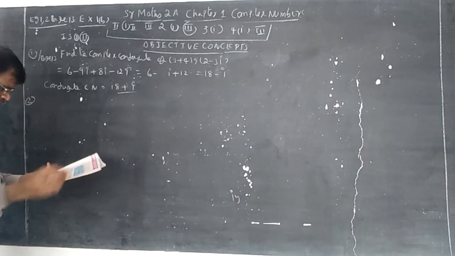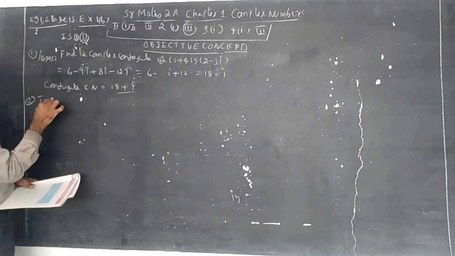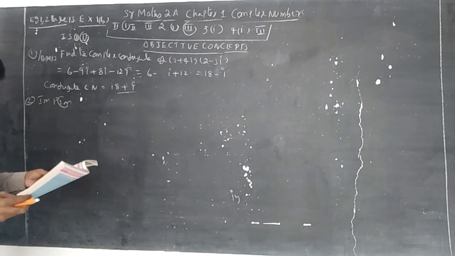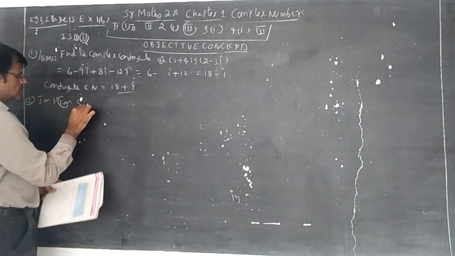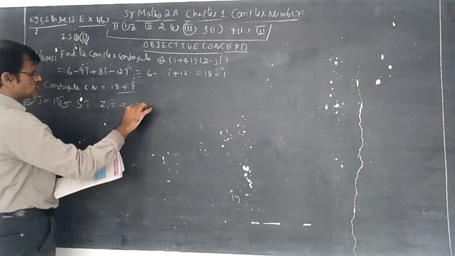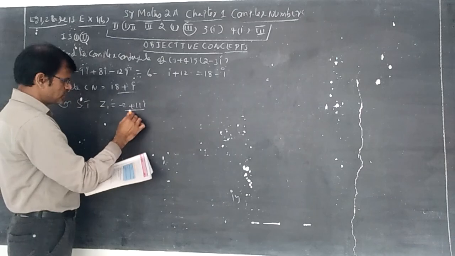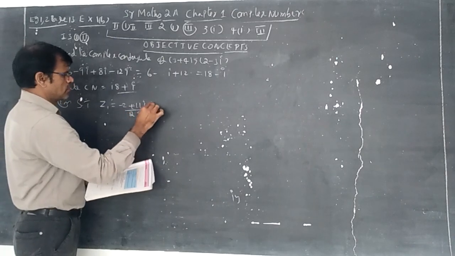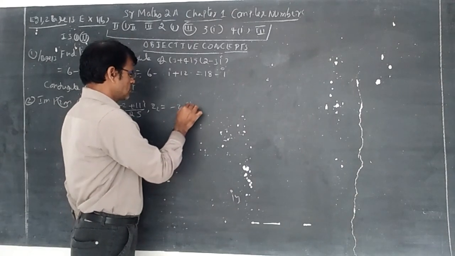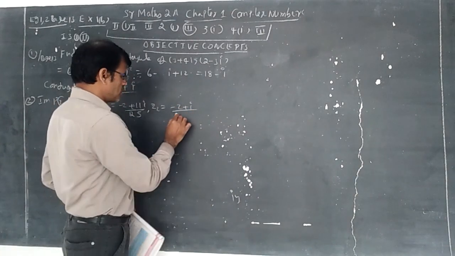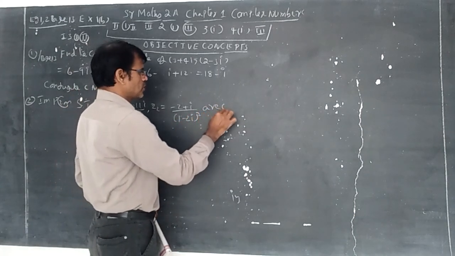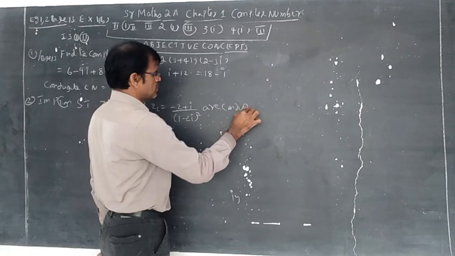Now the second question. This is important, 2 marks. In the objective also this is there. Show that Z1 is equal to (minus 2 plus 11i) by 25, and Z2 is equal to (minus 2 plus i) by (1 minus 2i) whole square, are conjugate to each other.